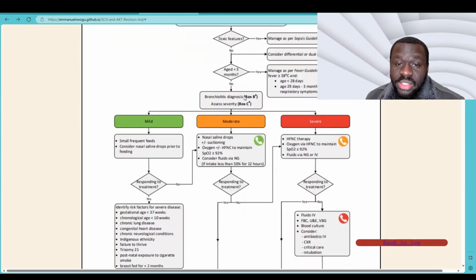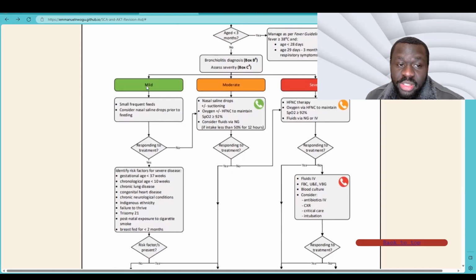So if we're thinking bronchiolitis, assess severity: mild, moderate, or severe. If it's a mild bronchiolitis, we can give small frequent feeds. Consider nasal saline drops prior to feeding, just to clear the nostrils and improve breathing, because the nose is blocked when the child tries to feed. They're mouth breathing, and they'll become more breathless when they're feeding.